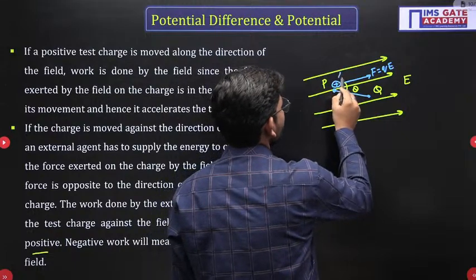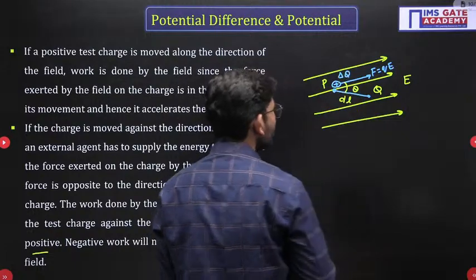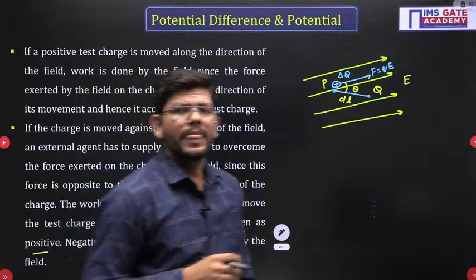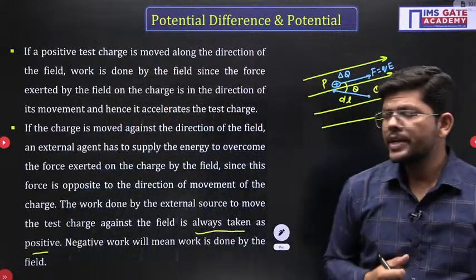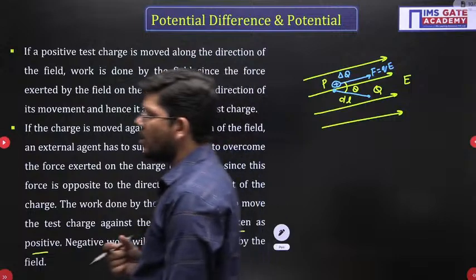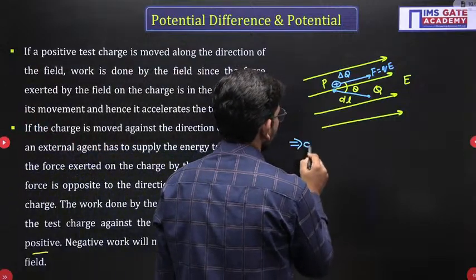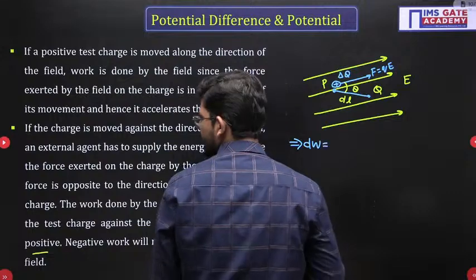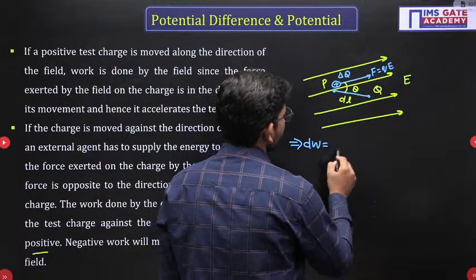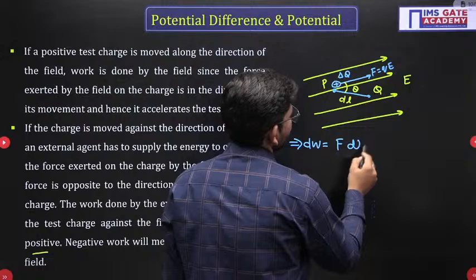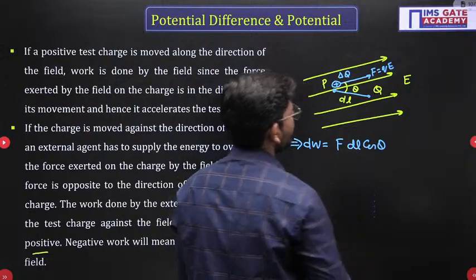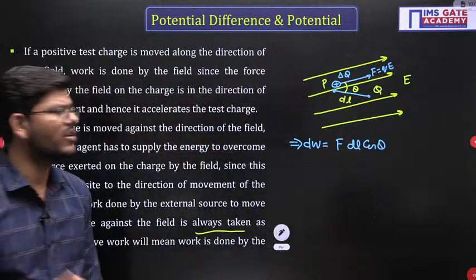Let us suppose we have some small charge, then what will be the work done by the field on this charge? So the work done by the field on this charge, if I write it as dW, will be what? This work dW will be F dl cos theta, isn't it? It will be F dl cos theta.